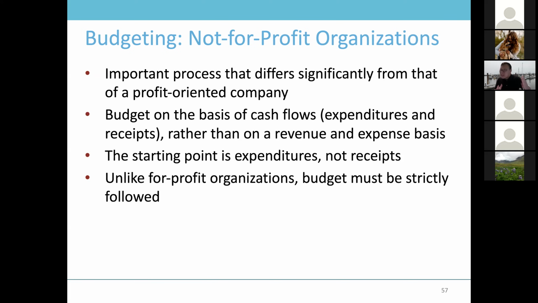Does that make sense? You budget your expenditure first, and then you hope that you're going to receive enough funding and donations to cover all this cost. So it's not like the for-profit organization, where you have to have a sales budget first, okay?